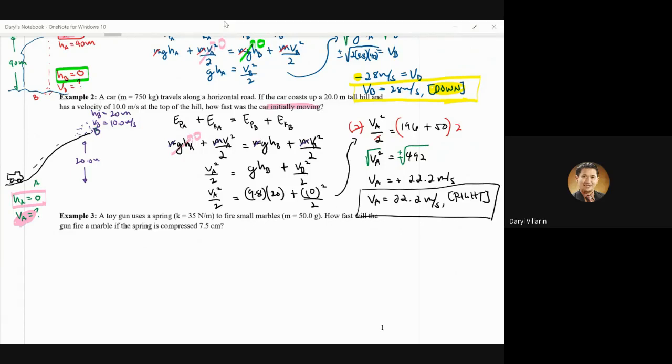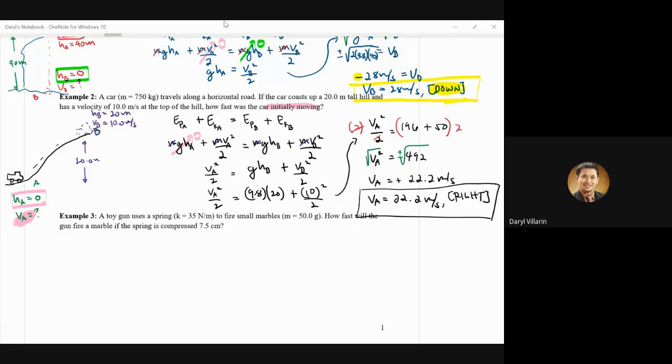Remember that at point A, potential energy is 0. But at point B, you gain a gravitational potential energy because of the gain in height. Okay, so you gain a height of 20 meters. So actually, with the slowing down, some of the kinetic energy at the bottom is converted to potential energy.